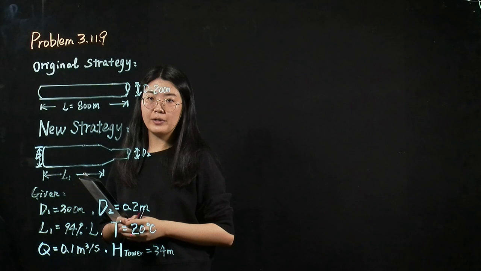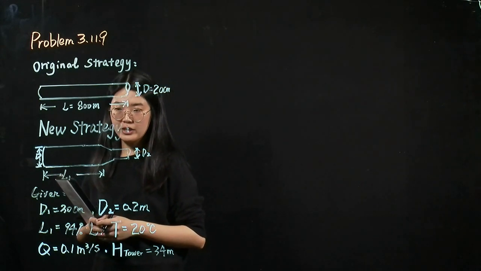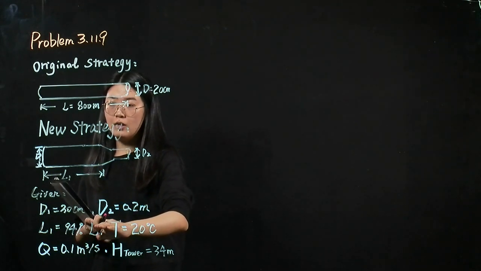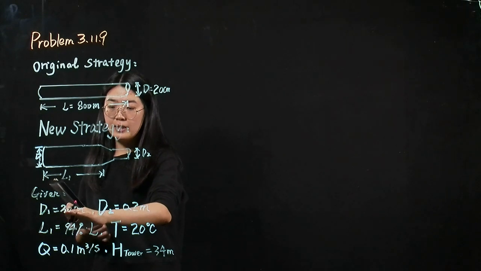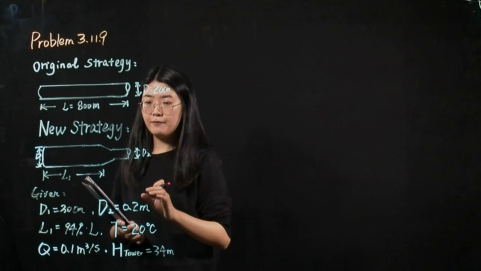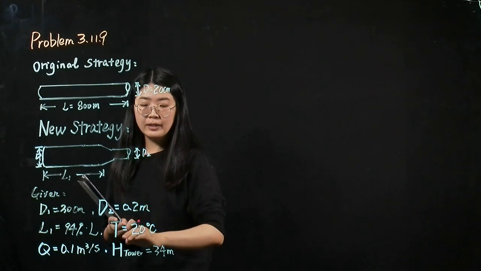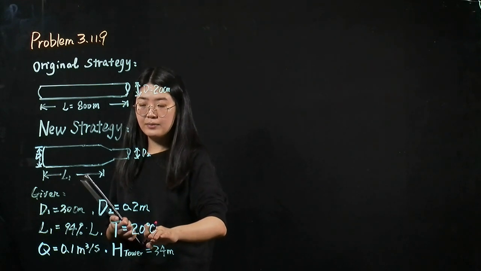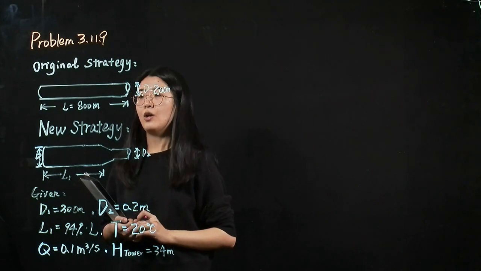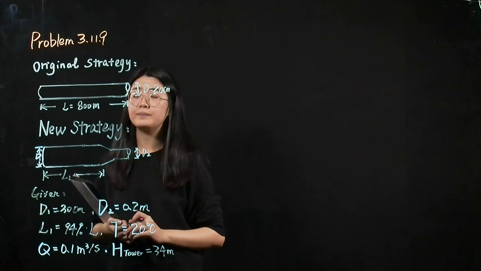To increase the pressure head at the delivery point, the engineer proposed a new strategy, which is to replace 94% of the pipe with a larger size, 30 centimeter, and then add a 30-degree confuser to connect the remaining part of the pipe. We already know the water temperature is 20 degrees Celsius. The flow rate is 0.1 cubic meter per second. We want to know how much pressure head is gained by applying the new strategy.